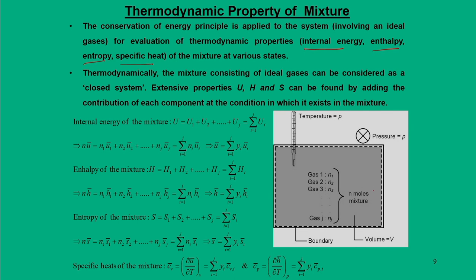Thermodynamically, we can view this as a closed system as shown in this figure, where no mass and energy interaction is taking place, and from there we can find the extensive properties U, H and S from these relations. With the same philosophy, the internal energy of the mixture is the sum of the internal energy of each component, U is equal to the summation of Ui, and U can be regarded as number of moles into U bar, where U bar is the specific molar internal energy. So, from N U bar we can find U bar is equal to the summation of Yi into Ui bar.